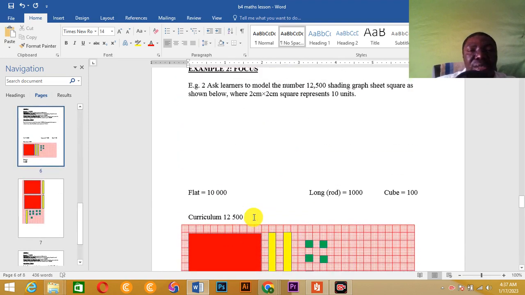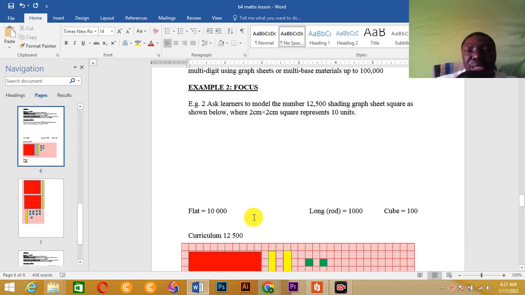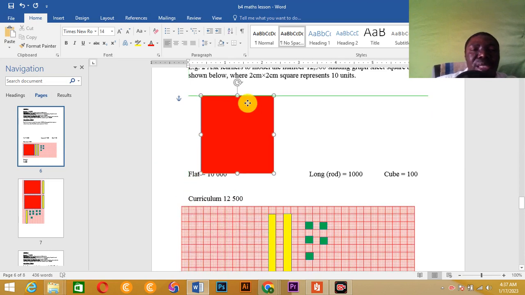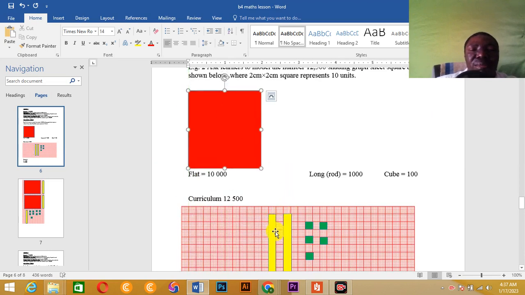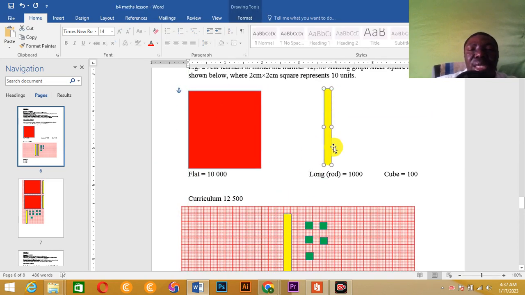So we learned how to shade with the graph sheet, how to represent the model base on the graph sheet. We were given this one as our flat, this as our long, and this as our cube. And the amount we were given for the flat was 10,000, long 1,000, and cube 100.